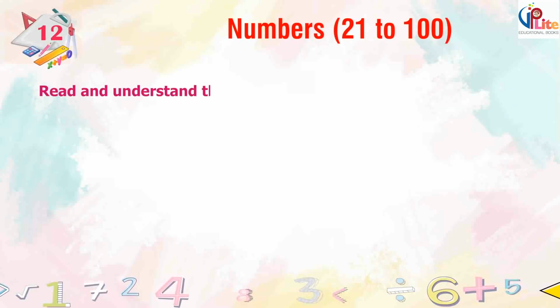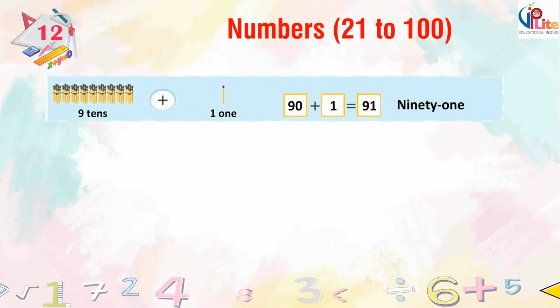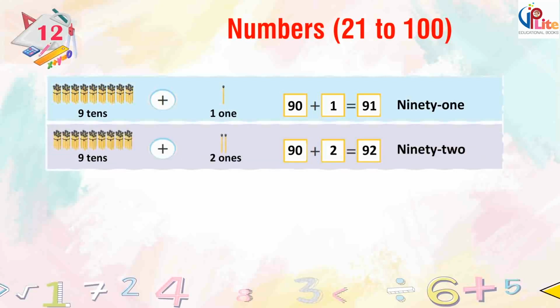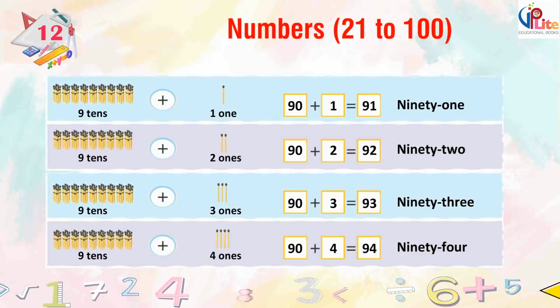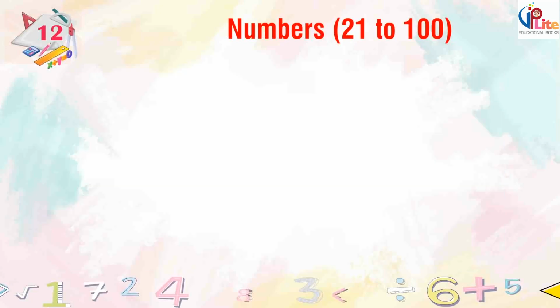Read and understand the numbers from 91 to 100. 9 tens plus 1 one, 90 plus 1 is equal to 91. 9 tens plus 2 ones, 90 plus 2 is equal to 92. 9 tens plus 3 ones, 90 plus 3 is equal to 93. 9 tens plus 4 ones, 90 plus 4 is equal to 94.